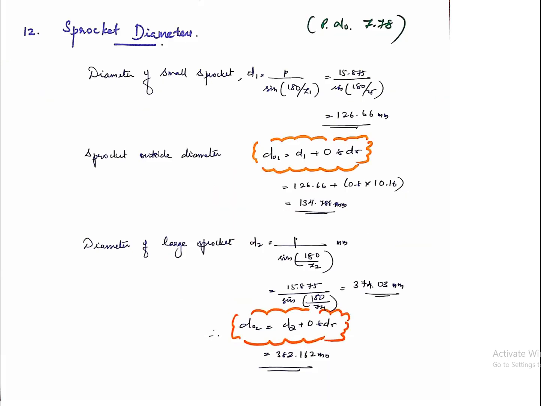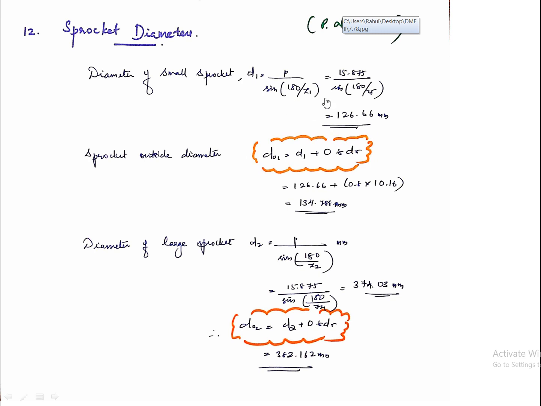Now once the center distance is revised, all you need to find is the diameter of the sprocket. Okay, again this equation is also given, and you can find this equation in page number 7.78. The standard equation is given. The sprocket diameter equation is given, but the sprocket outside radius equation is not given. You need to remember this equation.